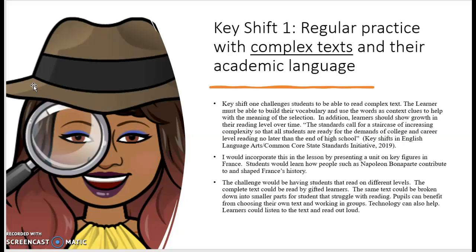The same text could be broken down into smaller parts for students that struggle with reading. These pupils can benefit from choosing their own text and working in groups. They can also use technology. With technology, they could listen to the text. They could read the text out loud. They could also visually see a particular play, visit the particular area that we will be working on. They can see visualizations of Napoleon Bonaparte.